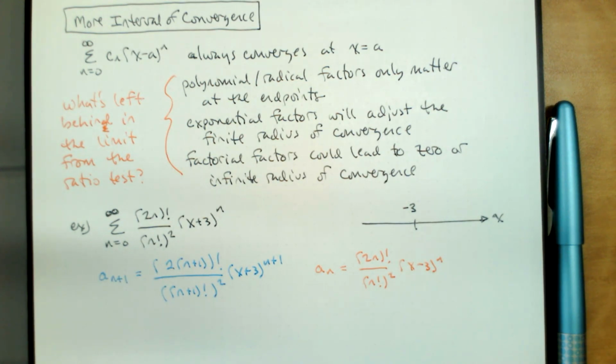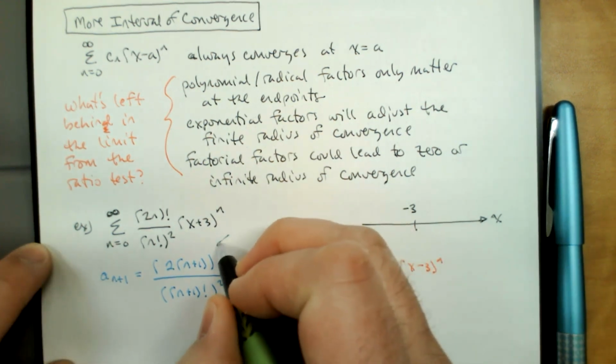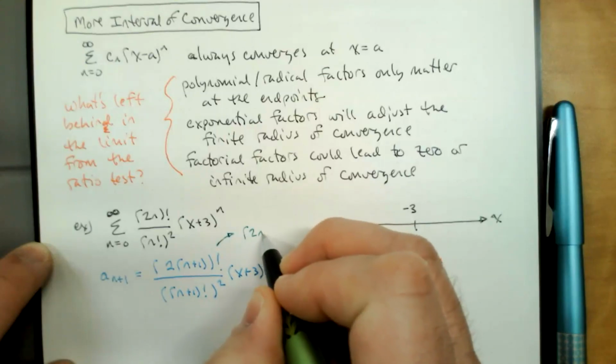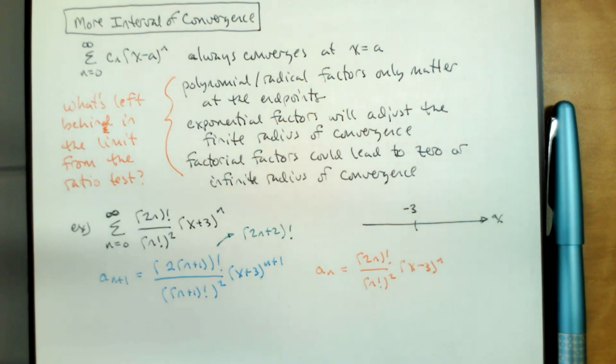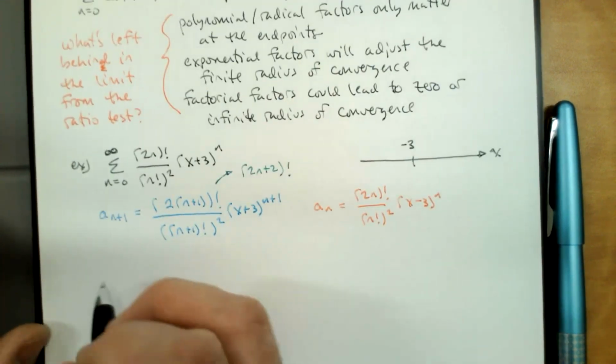The important thing to remember here is the 2n factorial. What happens when we plug in the n plus 1? The n plus 1 has to get multiplied by 2. So this factorial is actually a 2n plus 2 factorial. So this we can simplify to 2n plus 2 factorial. Let's throw this into the ratio test and see what gets left behind.